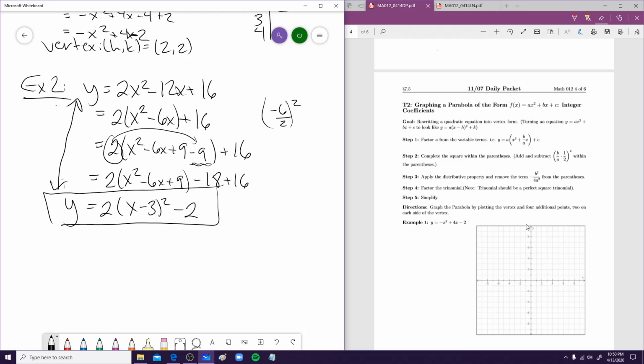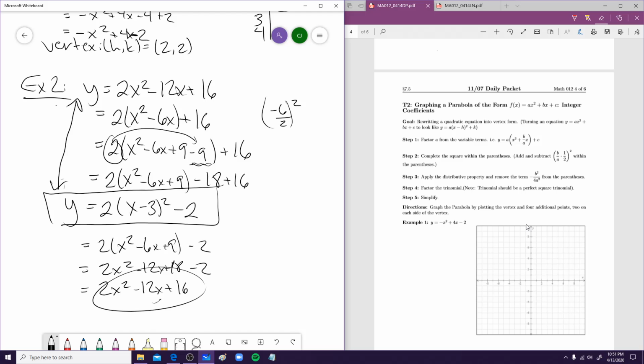So to double check our work, let's work backwards. This is going to be 2 times x squared minus 6x plus 9, minus 2. This is 2x squared minus 12x plus 18, minus 2, and then this is 2x squared minus 12x plus 16. As you can see, this is the exact same as over here. So we know that this is the true vertex form.